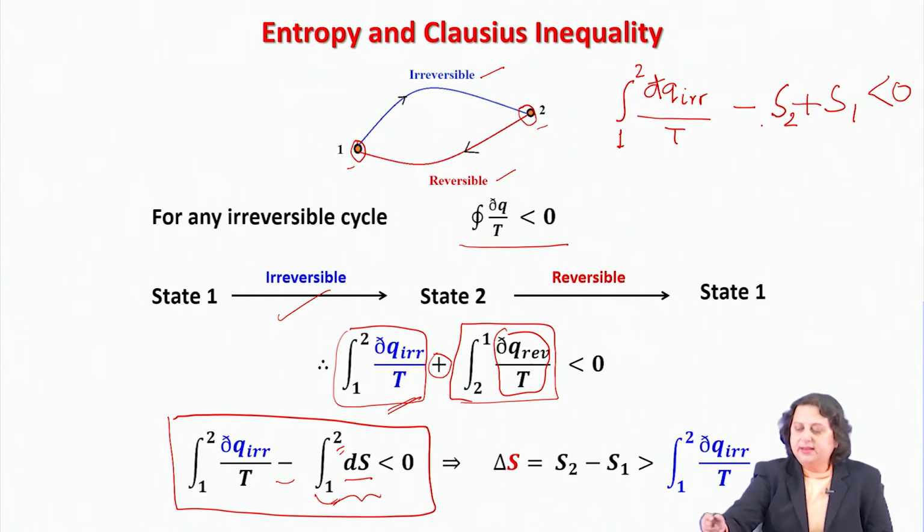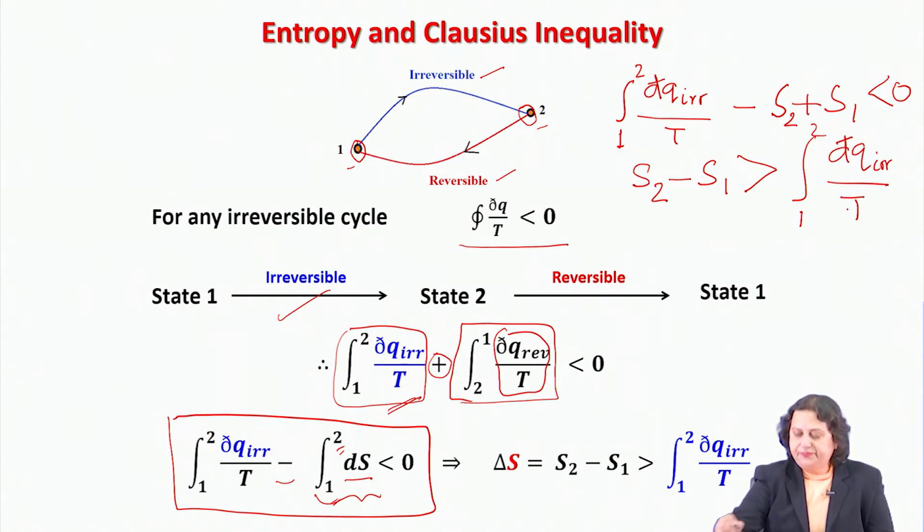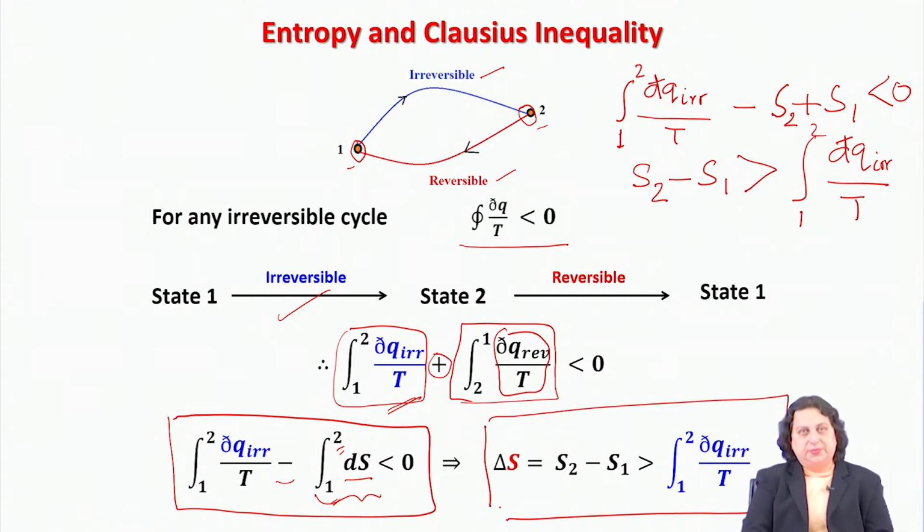So if I take it on the other side, what I find is S2 minus S1 must be greater than the integral from 1 to 2 of dq irreversible by T. So this is exactly what I have written down in this final algebraic expression. So what is it that we have learned from this particular cycle?